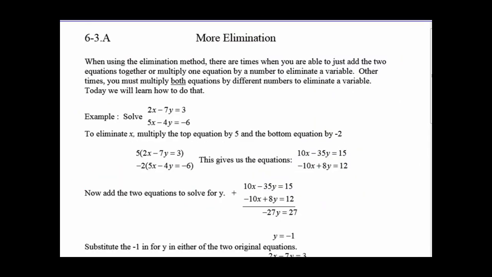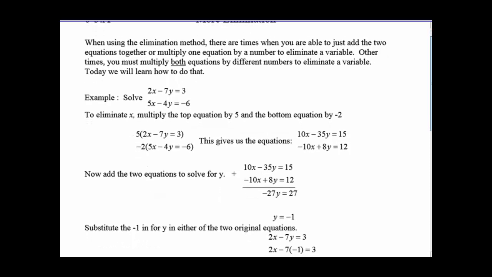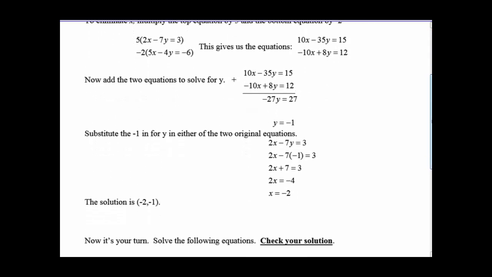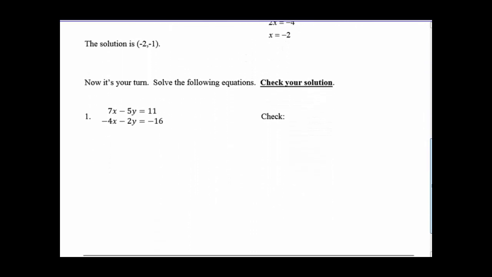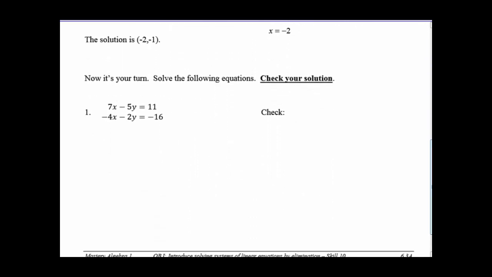So one last problem, more elimination. Please follow this example. If you get stuck, okay, that solves and ends up getting a solution of negative 2, negative 1. Okay, so we're going to do one more. We have 7x minus 5y equals 11 and negative 4x minus 2y equals negative 16.